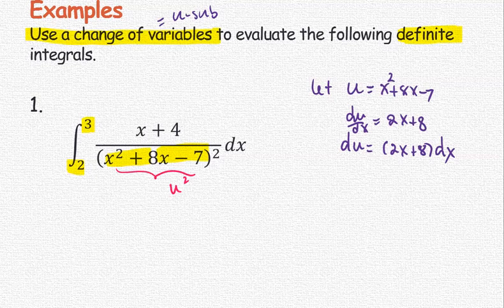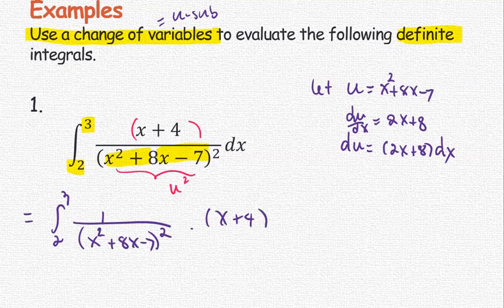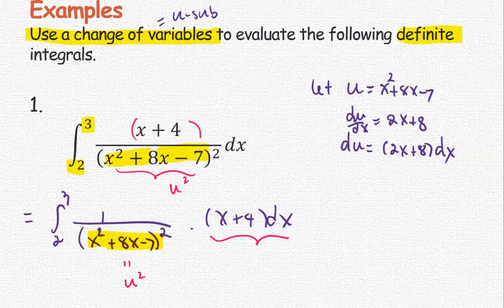The top here, the x plus 4 times dx, I'm going to rewrite in a form that we can see better. So 1 over the quantity x squared plus 8x minus 7, to the power 2, multiplied by x plus 4 dx. The first part here is done because we let u be x squared plus 8x minus 7. So that will be replaced with u squared.